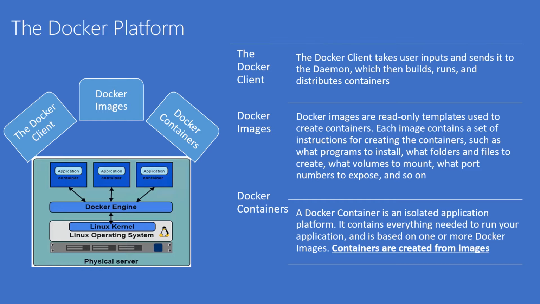Docker images are the third component, and these are read-only templates which are instructions on how to create containers, and they contain instructions on what programs to install inside a container, what folders and files, what network ports to expose. And finally, we have the containers themselves, which are isolated applications. Another component which is not shown on the slide is the Docker Hub. A Docker Hub is an online repository for Docker images where you can search for and download images.